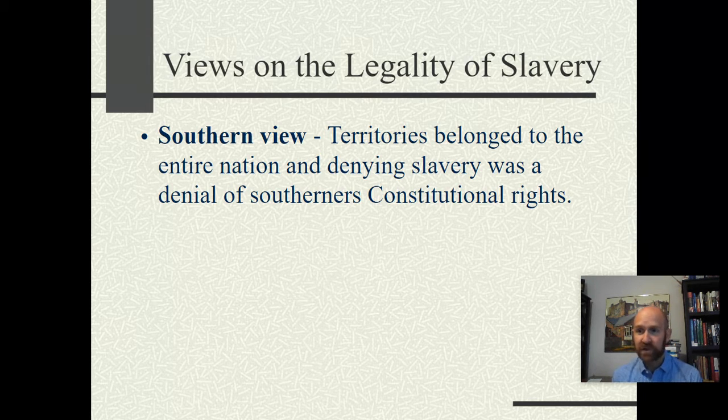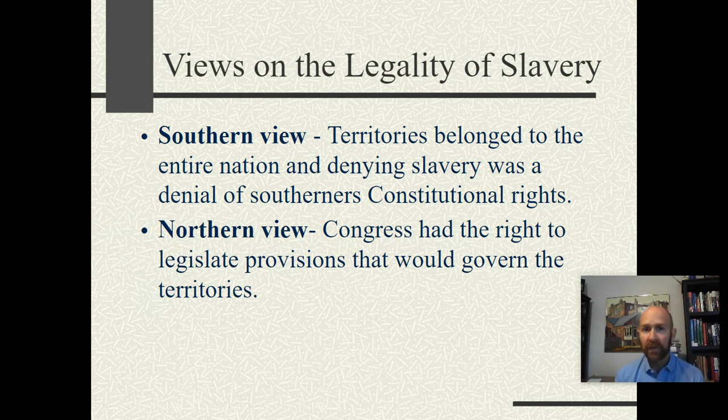And so the South says they should all get to pick, and if they want to have slaves, they should be able to have slaves, and the individuals in the states also have the right to own slaves. And so they think that even the states shouldn't be able to deny an individual the right to be able to own slaves. Now, the North has a different view of this. The North believes that Congress has the right to pass laws that govern the territories, and that Congress has the right to restrict slavery if it sees fit.